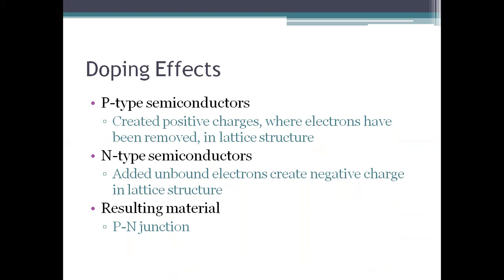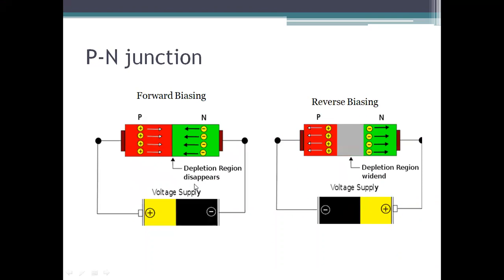In a p-type semiconductor, it creates positive charges where electrons have been removed in the lattice structure. In n-type semiconductors, unbound electrons are added, so it creates a negative charge in the lattice structure. The resulting material is a p-n junction. So the combination of this P-type and N-type is the P-N junction, just for your understanding. In P-type, what is the majority charge? Positive. In N-type, what is the majority charge? Negative. Here I have given a supply biasing.